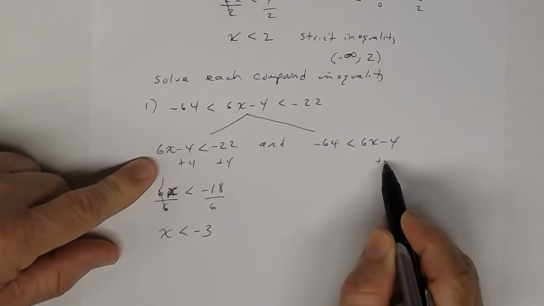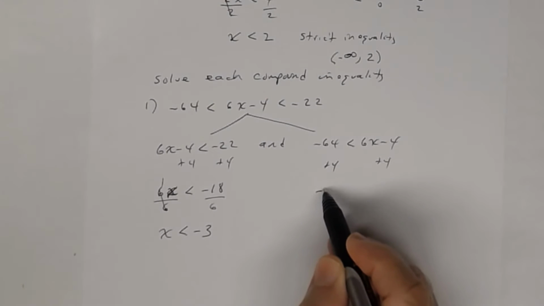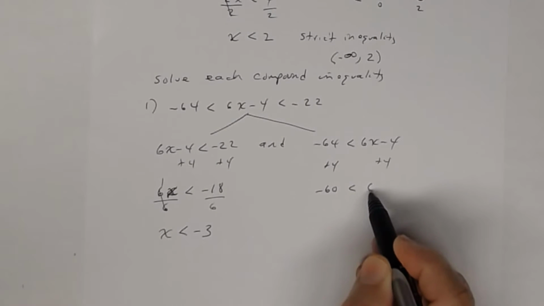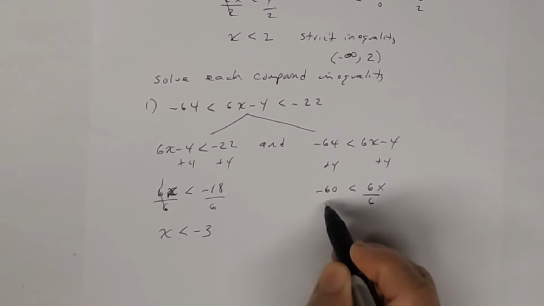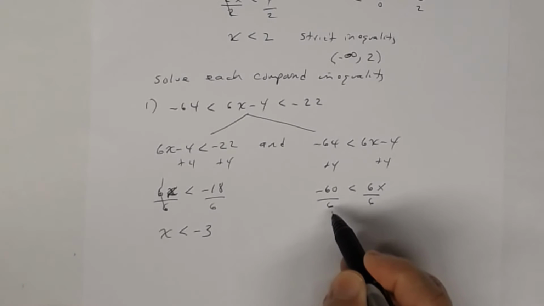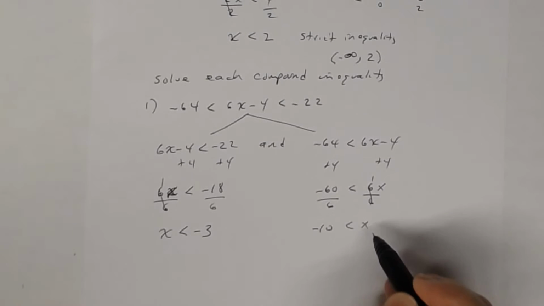So I'm going to add 4 to both sides. -64 plus 4 is -60 is less than 6x. -4 and 4 is 0. Divide both sides by 6. -60 divided by 6 is -10. It's less than, and then that's just x.